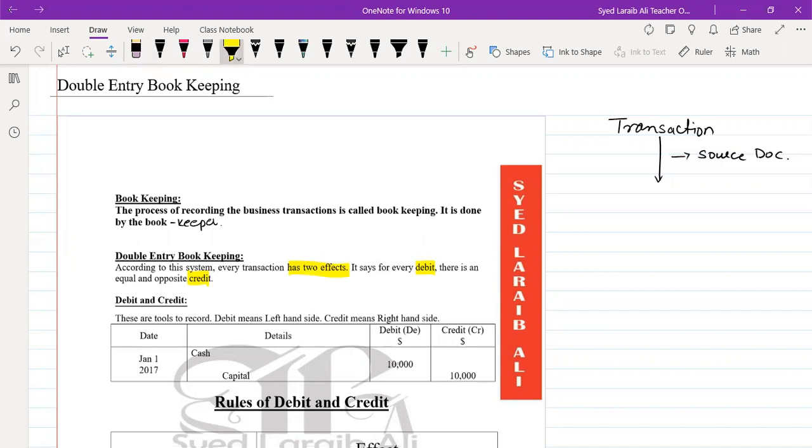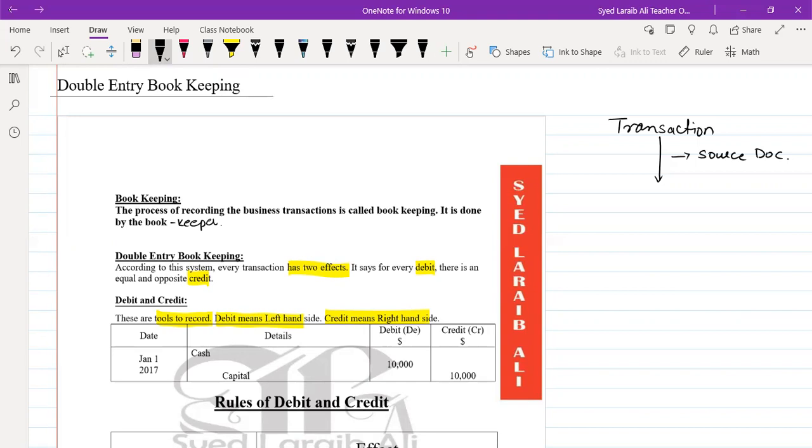Here, some students have a misconception about debit and credit. They believe debit means addition and credit means subtraction, which is wrong. Up to some extent, maybe for a few transactions, it may be right, but the exact definition is that debit and credit are basically the tools to record the transaction. Debit means left hand side and credit means right hand side. In accounting, the transactions are recorded on the debit side and on the credit side.